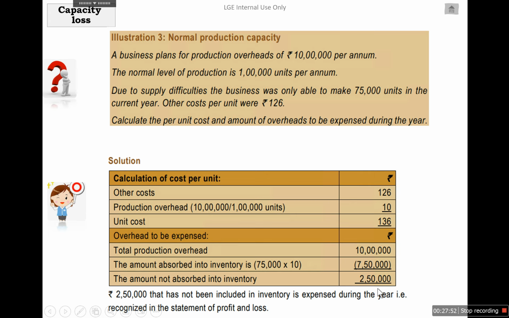I have calculated in a different way. I have calculated simply that the production capacity is reduced by 25%. So total overhead multiplied by the reduction in capacity of 25% gives 2 lakh 50,000. The answer is the same in both cases. So whichever way you feel is easy to memorize, you can use any of the methods. The answer will be the same.